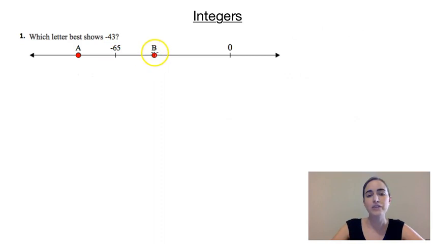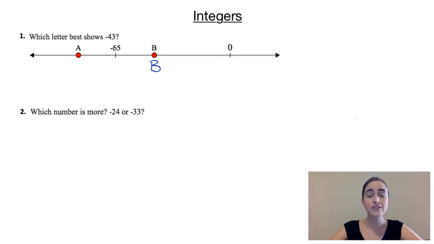We need to decide whether it's going to be before that minus 65 or after it. Because they're both negatives, they're both in that negative direction, but 43 is a smaller number than 65, so it's going to be closer to 0. So B is going to better show where minus 43 is than A. A would have to be a number in the negatives that's bigger than 65.